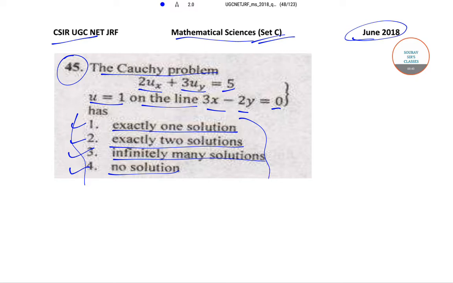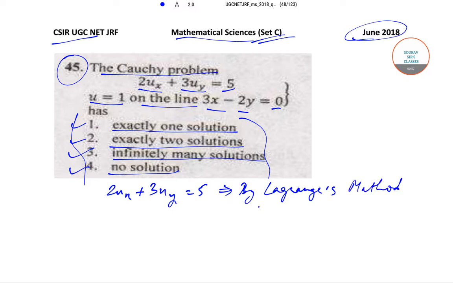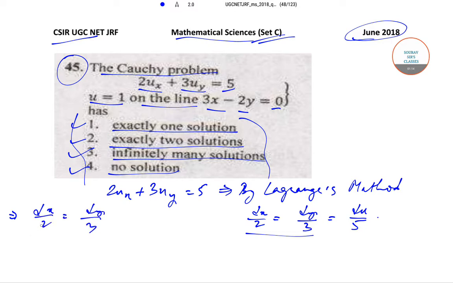So now we have been given the Cauchy problem 2u_x + 3u_y = 5. Therefore, by Lagrange's method, we get dx/2 = dy/3 = du/5. This is what we know. Now if we take the first two relationships, dx/2 = dy/3, and upon integration we get 3x - 2y = c1, say.